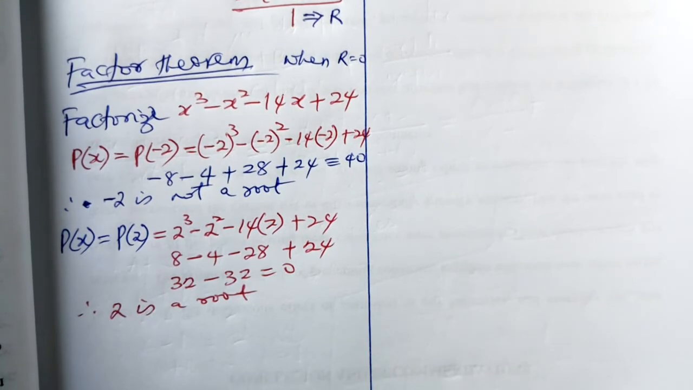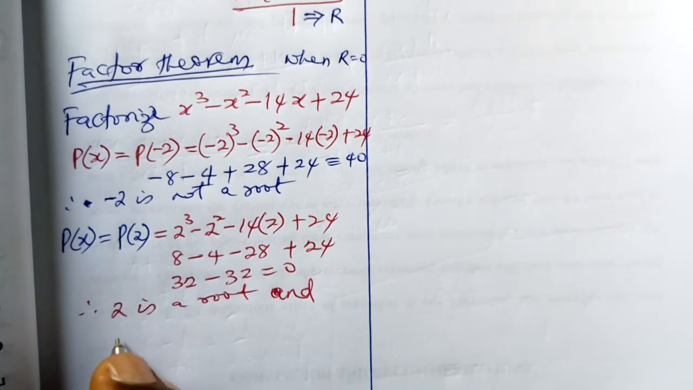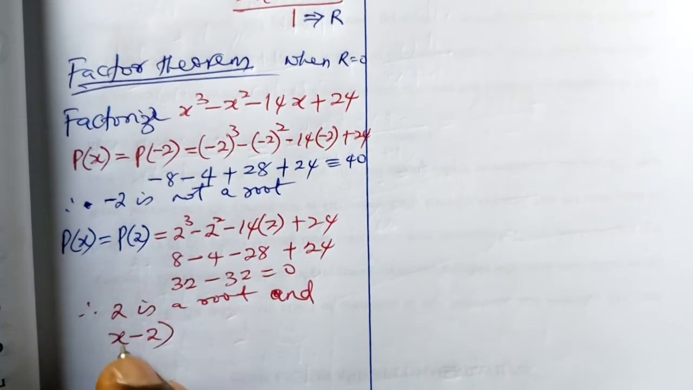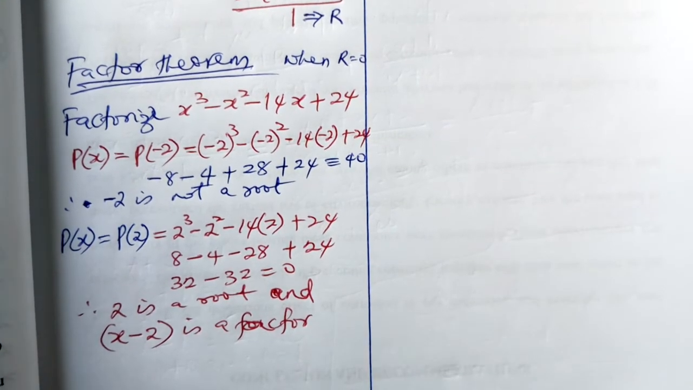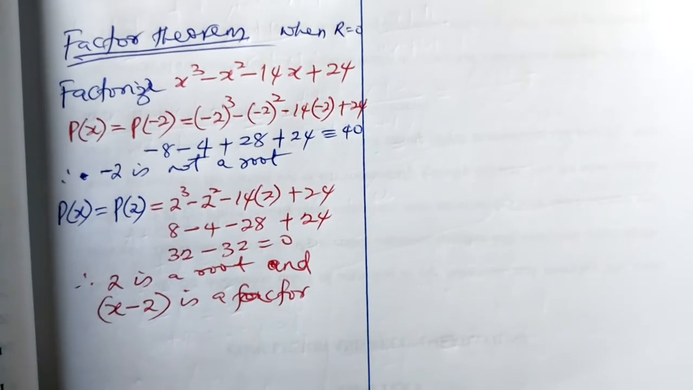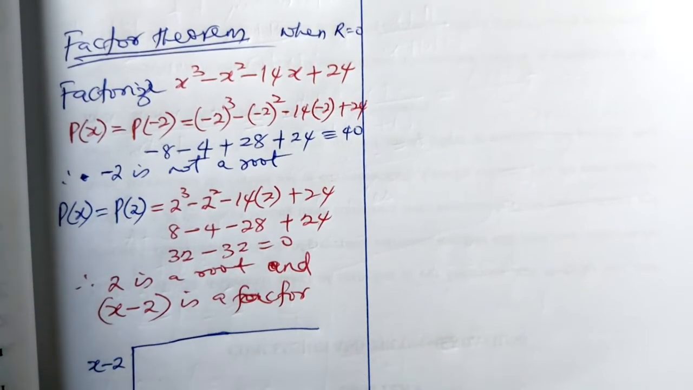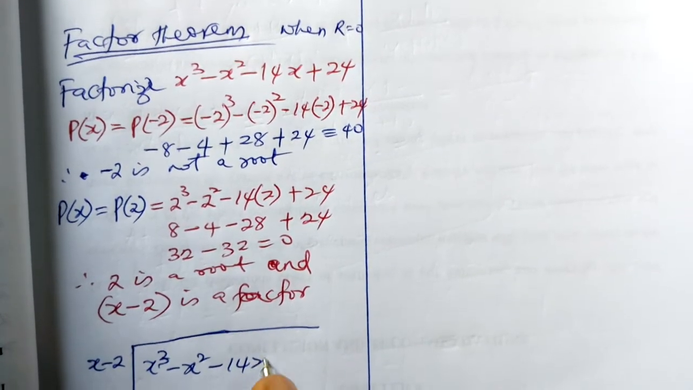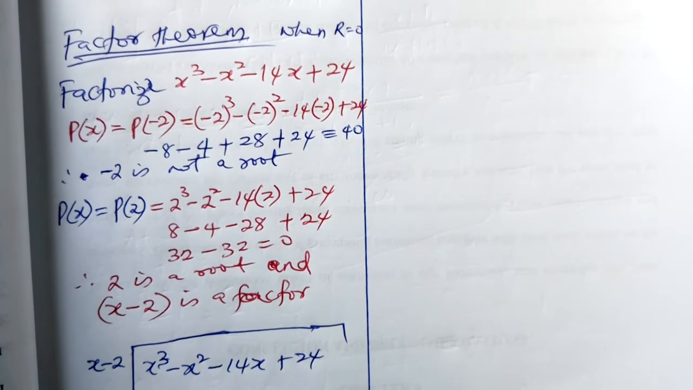So if 2 is a root of that polynomial, we can now use this. That means 2 is a root of the polynomial, and x minus 2 is a factor. So if x minus 2 is a factor, that means that we can use this to divide our polynomial. If we use it to divide our polynomial, x cubed minus x squared minus 14x plus 24, we can divide our polynomial in that way.